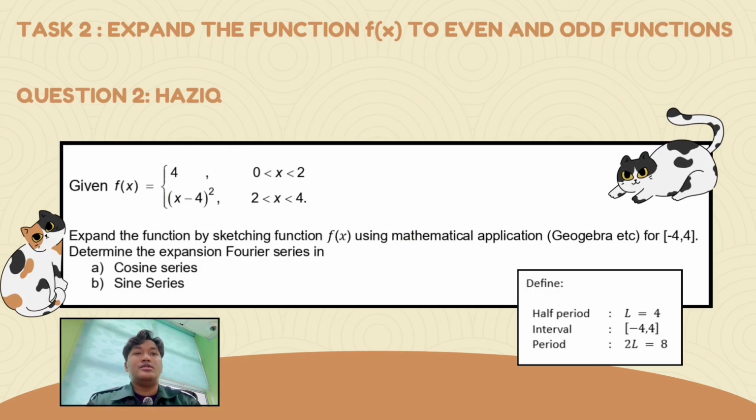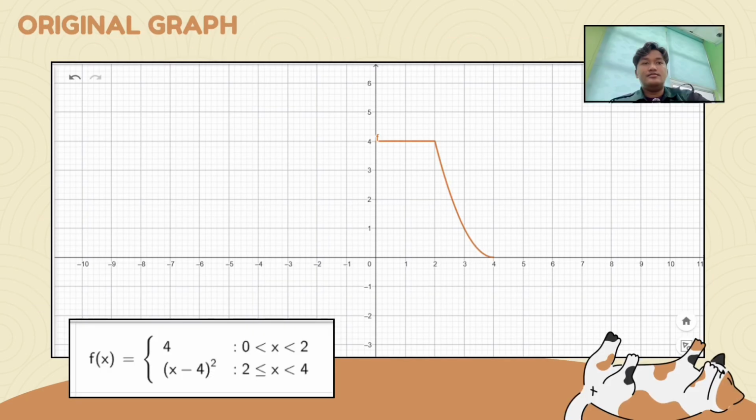Okay, let's continue with my part, which is to expand the function f(x) to even and odd functions. From the given half-range piecewise function, we can define the interval 0 < x < 4, which means the half period is L equal to 4.